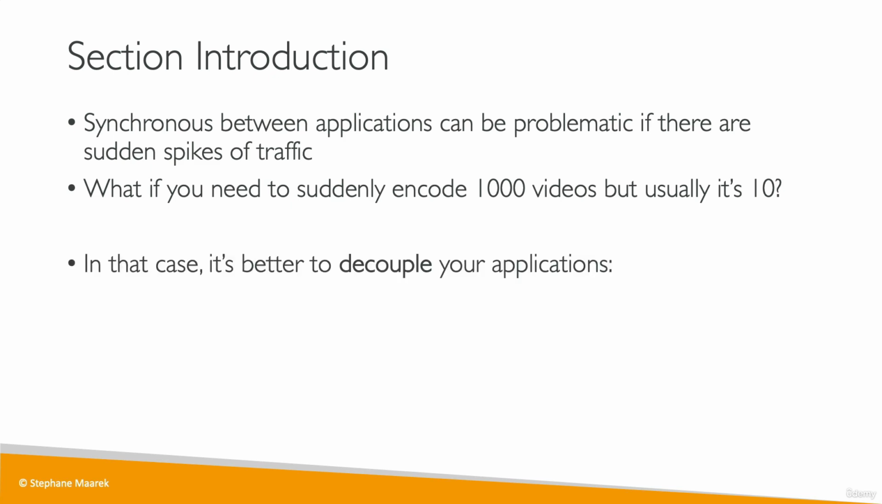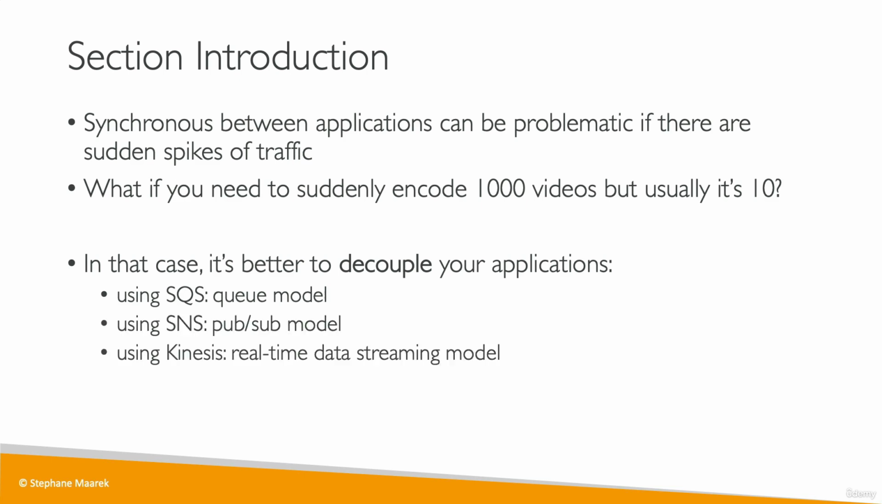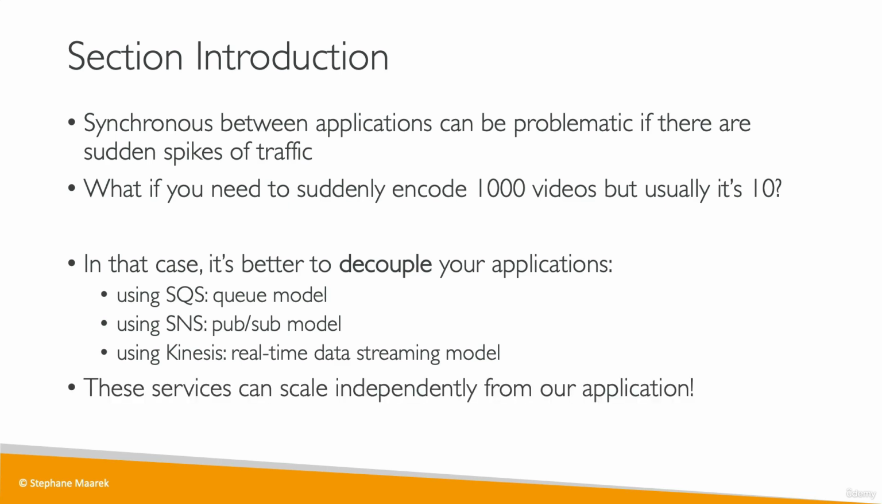In that case, it's a lot better to decouple your applications and to use something like SQS, which is a queue model, or SNS, which is a pub/sub model, or Kinesis, which is used for real-time data streaming. Now, these services, once they're decoupled, they can scale independently from our applications. And so this is great.